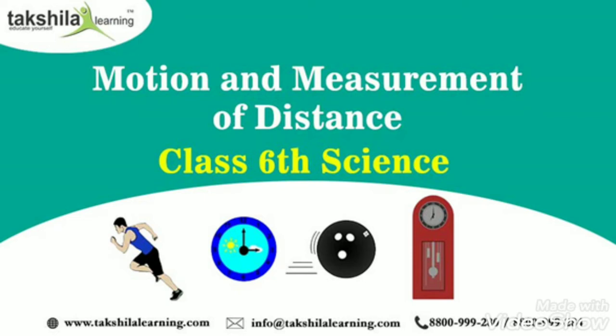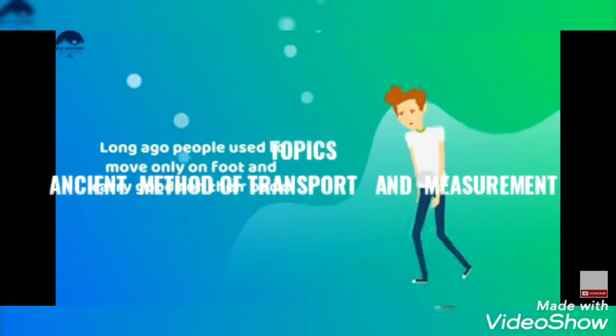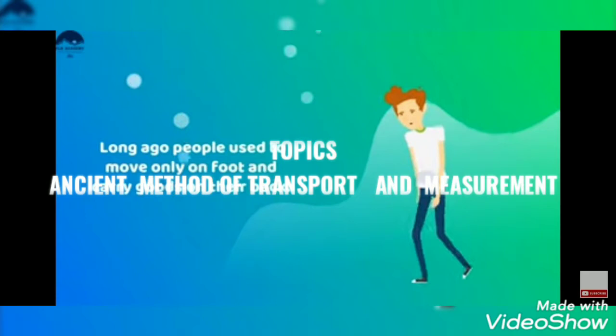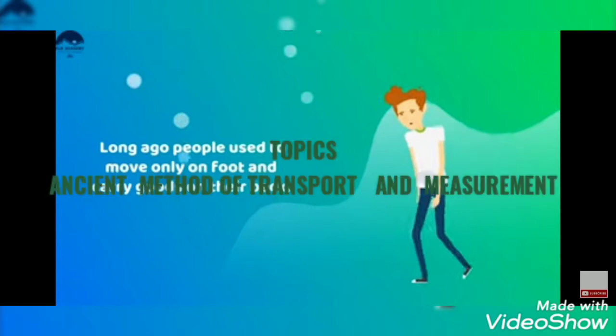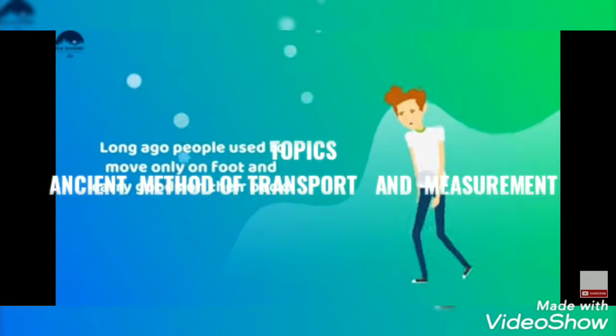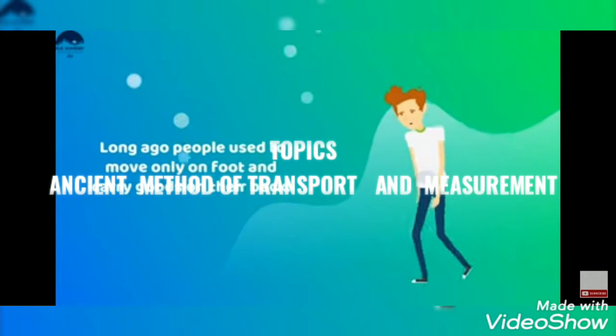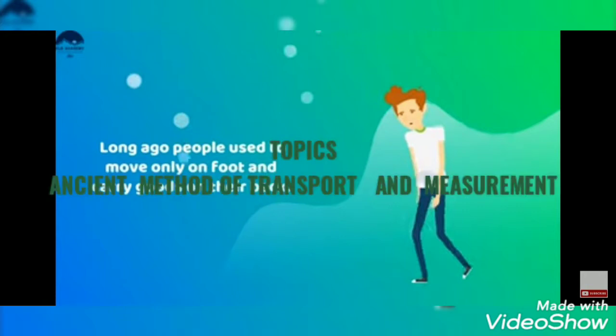In this video, we are going to read Motion and Measurement of Distance, Chapter 11, Class 6th. Now, long ago, there were ancient methods of transport and measurement. Long ago, people used to move on foot. There were no vehicles to move. There was no other scope for moving, so people used to travel on foot.